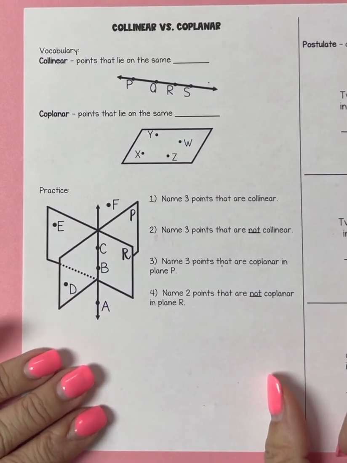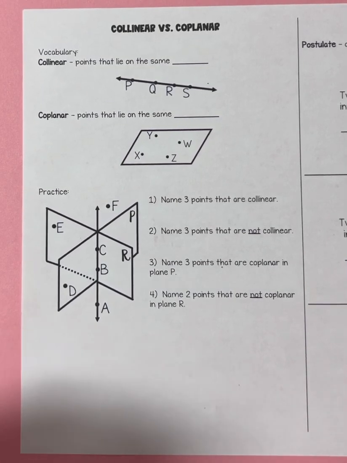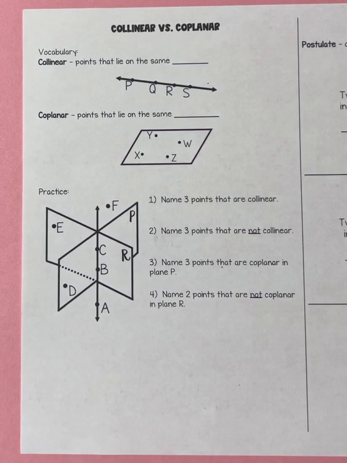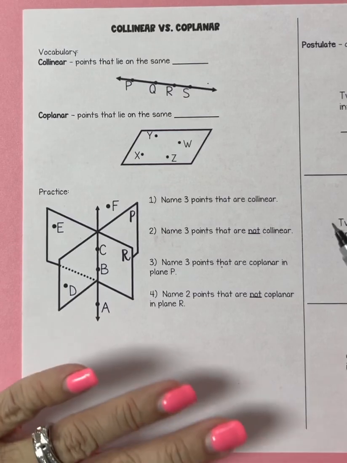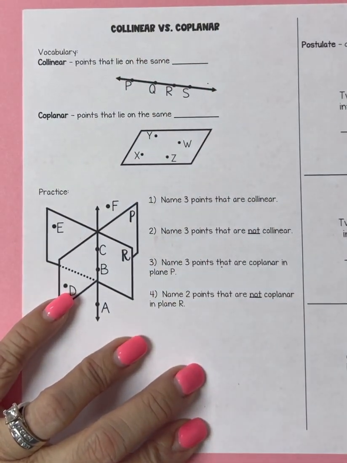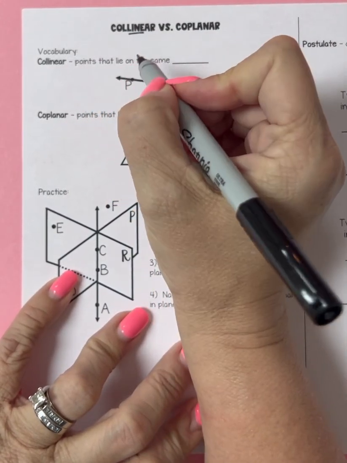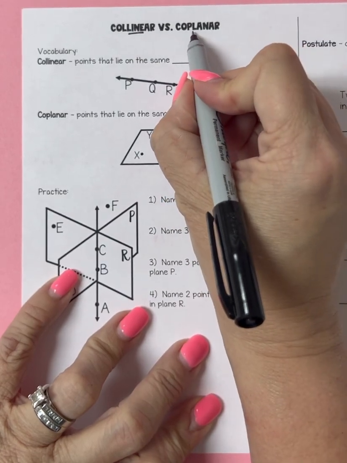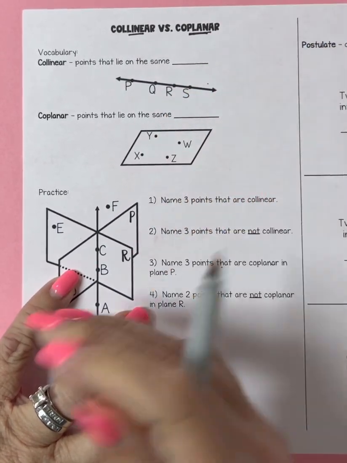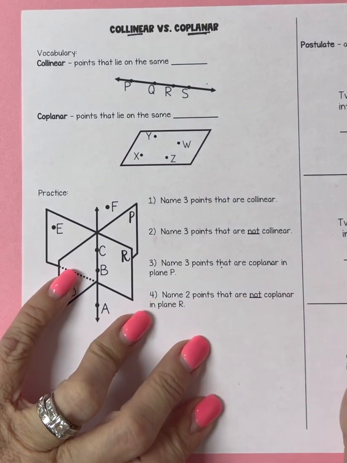Today's notes, we're going to talk about collinear versus coplanar. They look kind of the same, but they're a little different. And the way that we remember is because of the word that's in the middle. On this one, the word that's in the middle is the word line. And on this one, the word that's in the middle is the word plane. So that's going to help tell us what we're talking about.